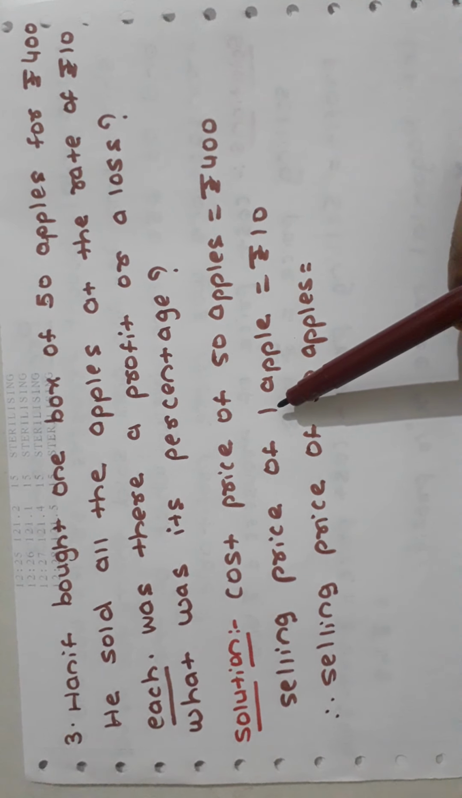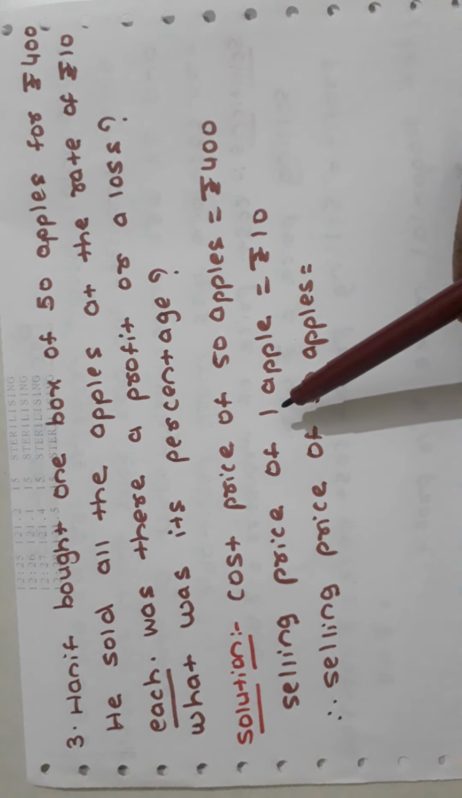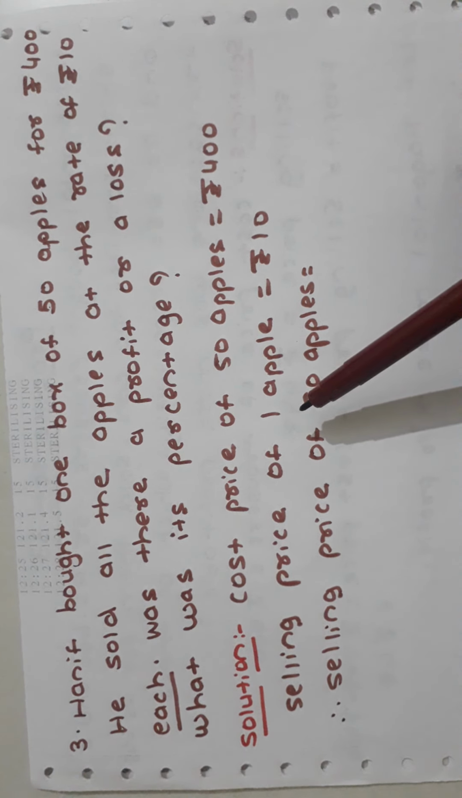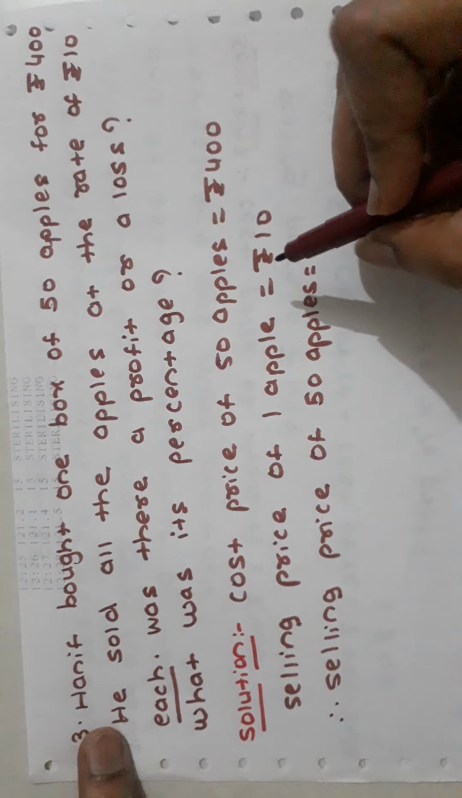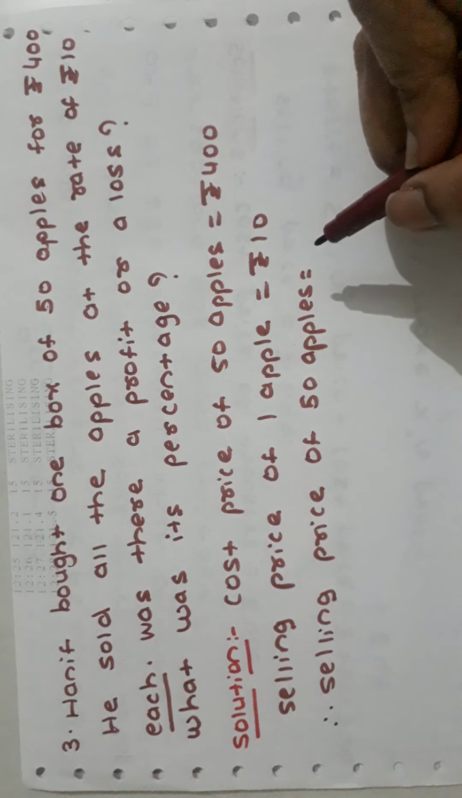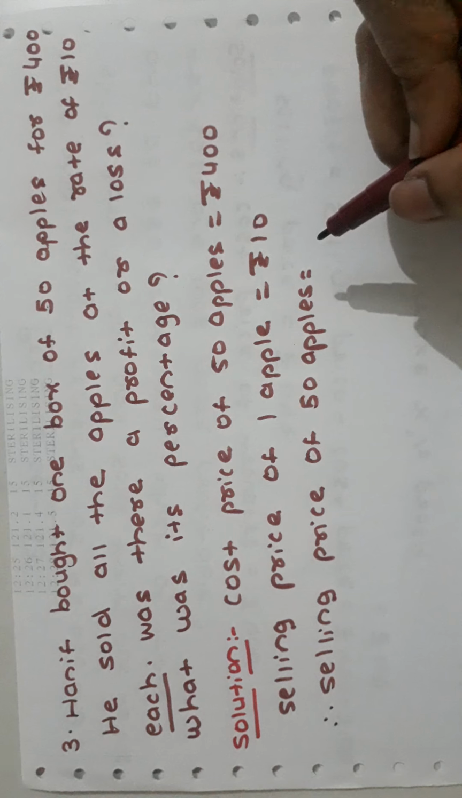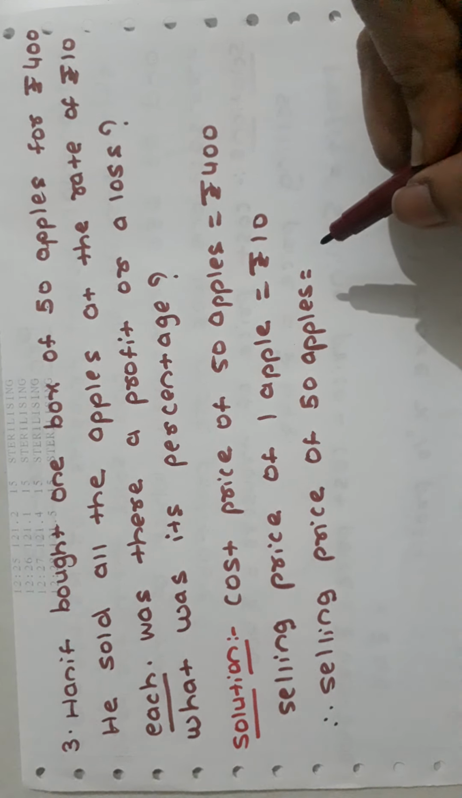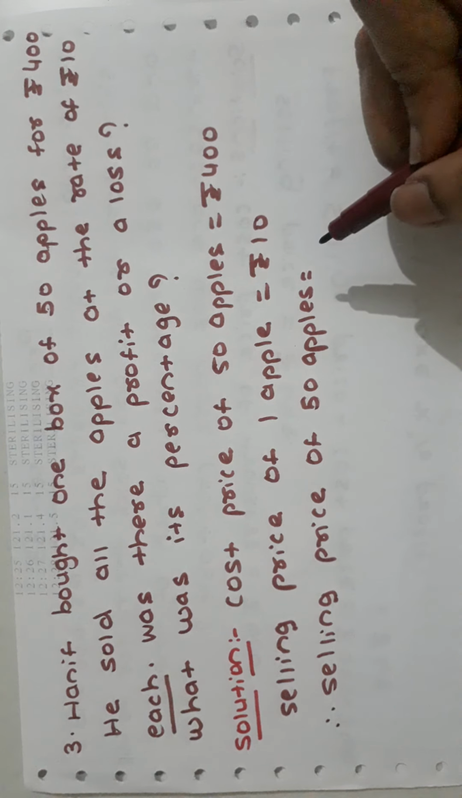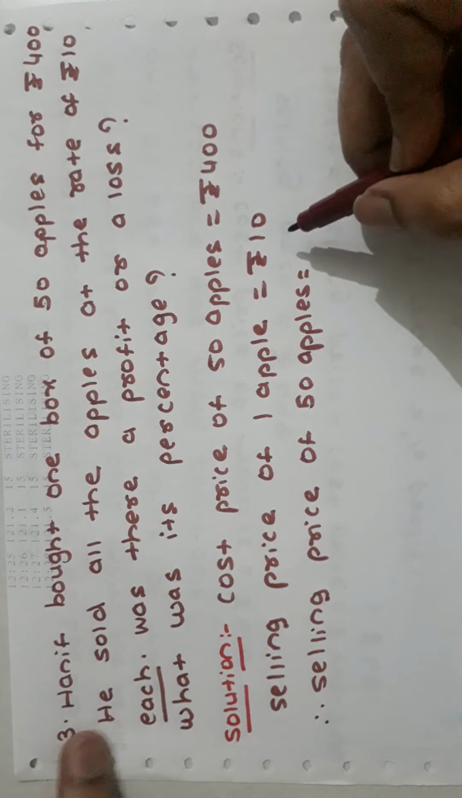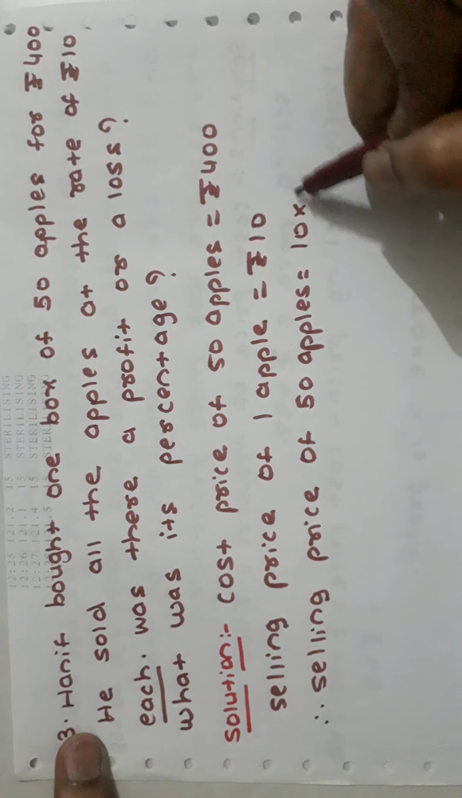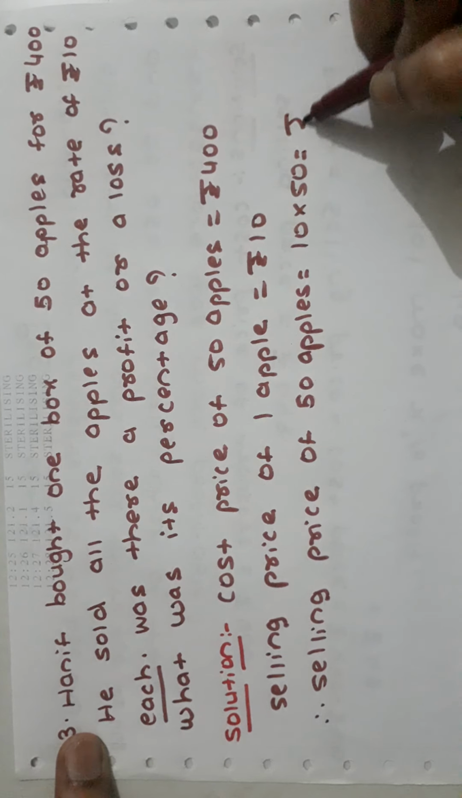If we know the price of one apple, and to find the price of more than one apple, we will use unitary method, and here we will use the operation of multiplication. If one is given and to find more than one, we will use the operation of multiplication, and if more than one is given and to find the value of 1, we will use the operation of division. We have learned this in unitary method. So here we will use multiplication. 10 into 50, that is rupees 500.